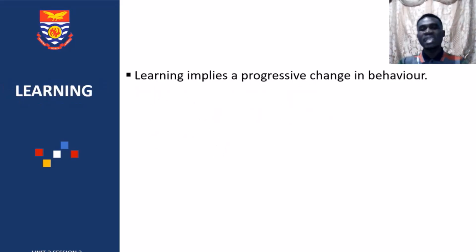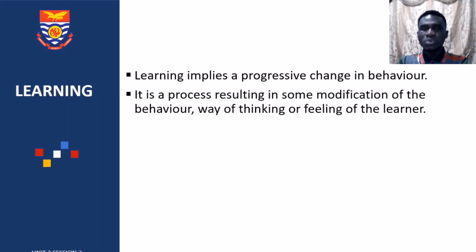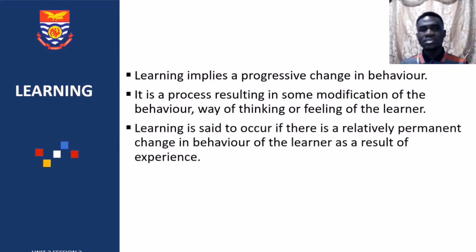What then is learning? Learning implies a progressive change in behavior. So it is a process that results in modification of the behavior, the way of thinking or feeling of the learner. And learning is said to occur if there is a relatively permanent change in behavior of the learner as a result of experience. So two key things are mentioned here.